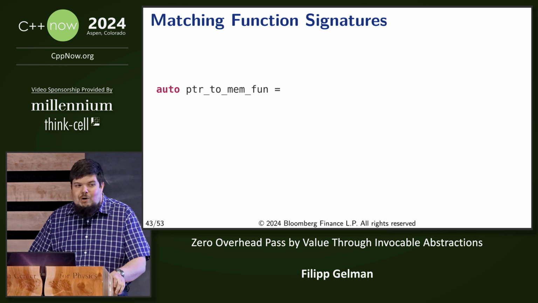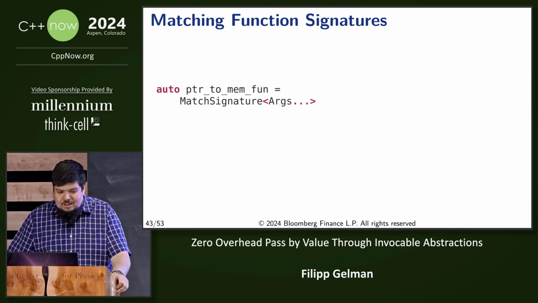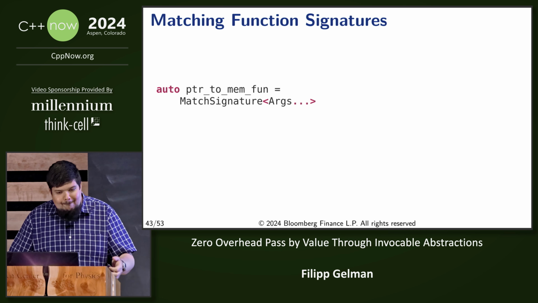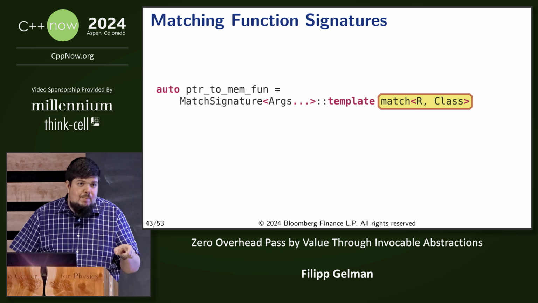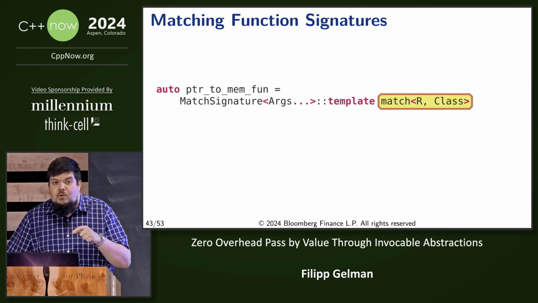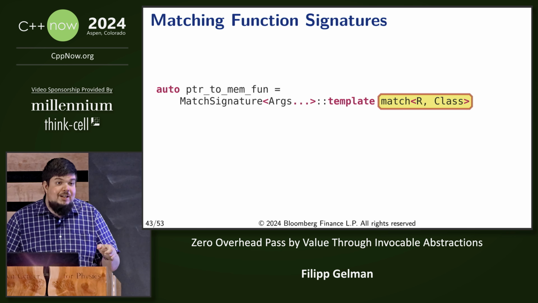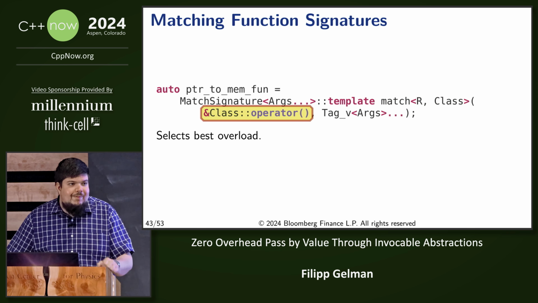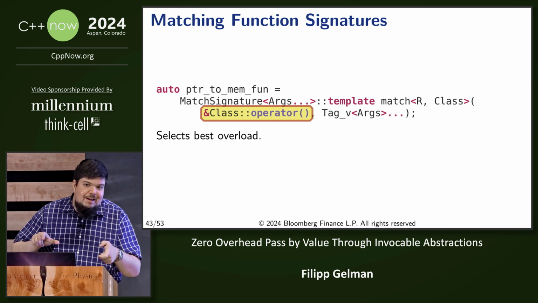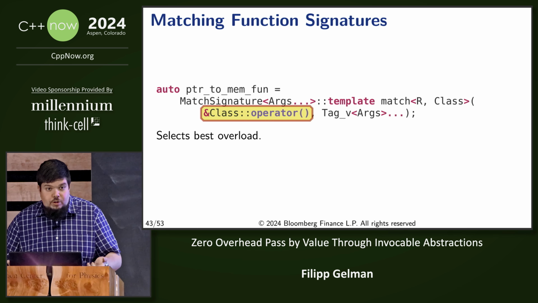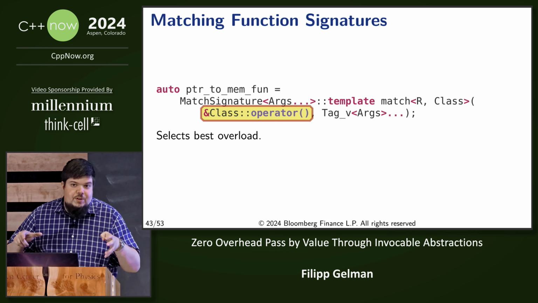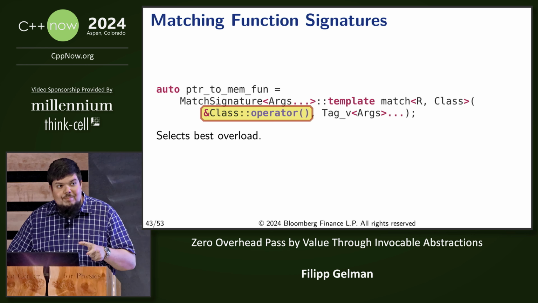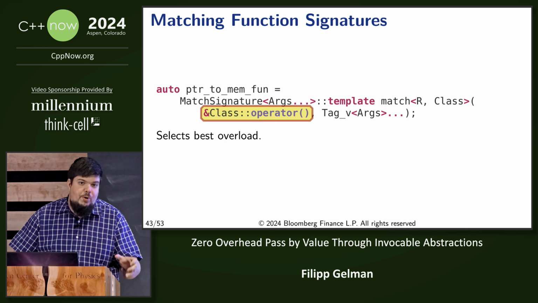So let's do it. Let's write the abstraction. Pointer to memfun is the result of some class that has a bunch of overloaded static member functions named match. Each such member function takes a different pointer to member function argument and a set of tags. We then pass this overload set the address of our potentially overloaded member function. And because match is a template, but by specifying all the template arguments, it becomes not a template anymore. So now it becomes just a function that takes a concrete pointer to member function type.